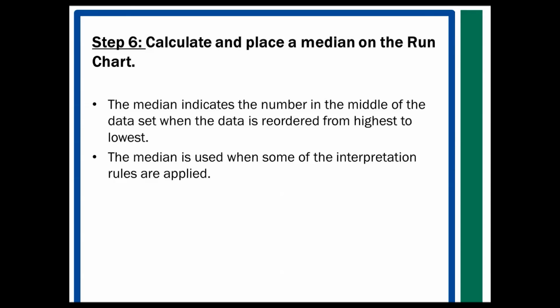And 6, you calculate and place a median on the run chart. The median is very interesting because most people, the first run chart they make, tend to want to average it out. But what it needs to do is take the set of measures that you have, order them from highest to lowest, and choose the number that's in the middle of the data points, and that's your median. If you do an average, that gives you a different measure that's called the mean.